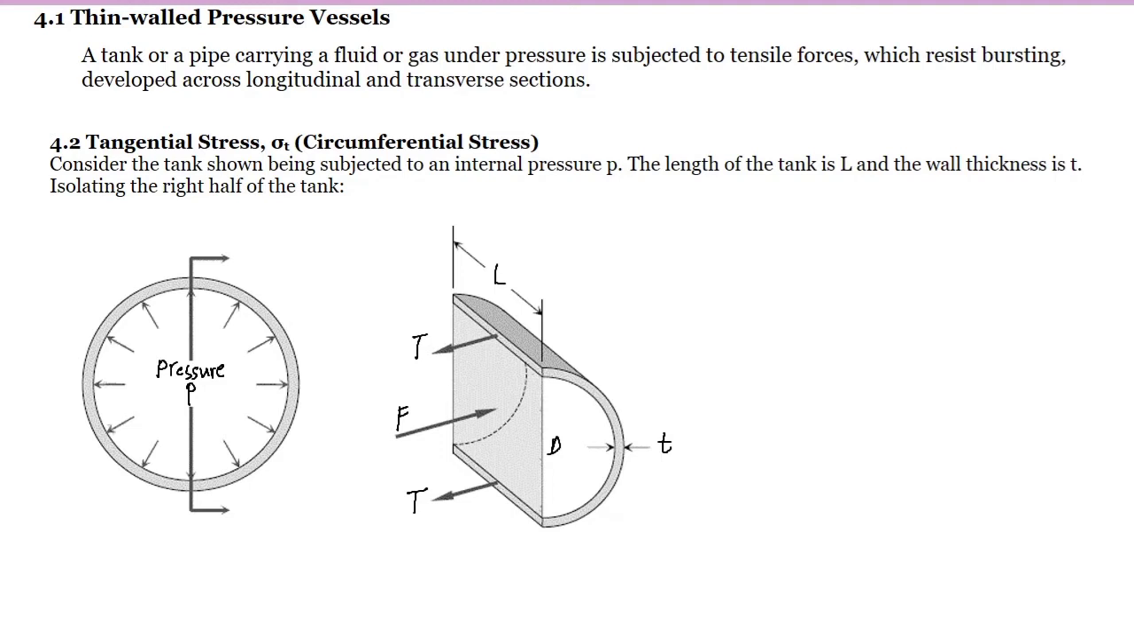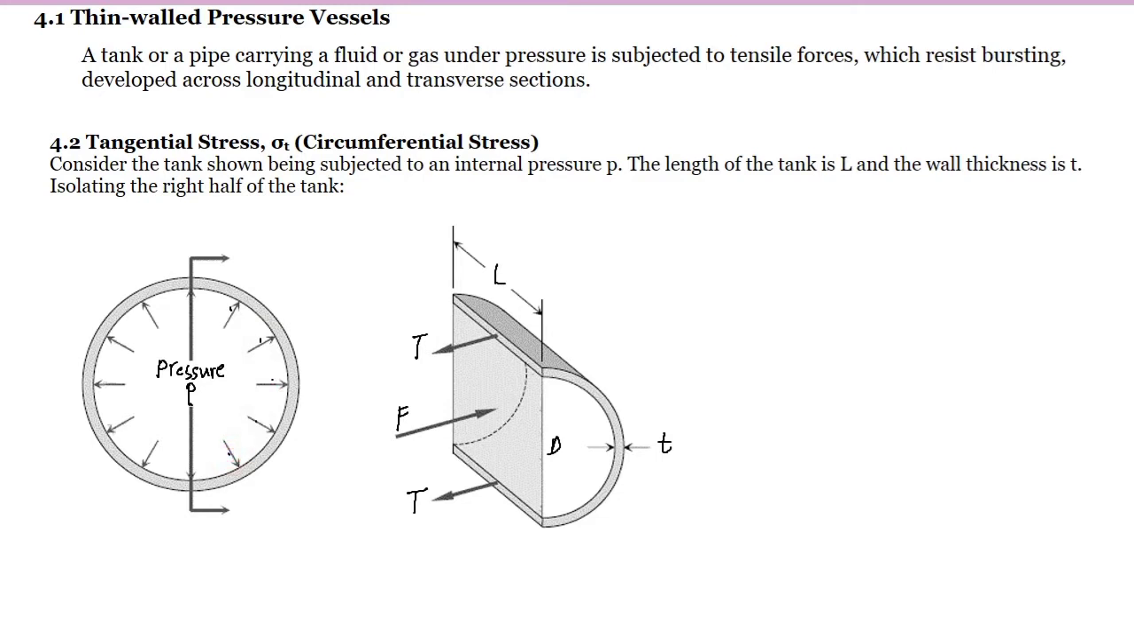Tangential stress is also known as circumferential stress. So in here, we consider the tank shown being subjected to internal pressure P. The length of the tank is L and the wall thickness is T. So if we are going to isolate the right half of the tank, ito yung makikita natin. Now, this pressure here is exerting pressure on the wall of the tank.